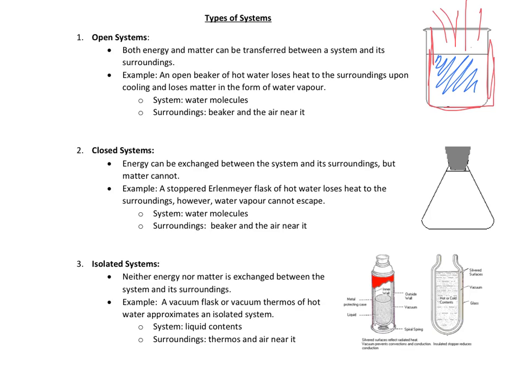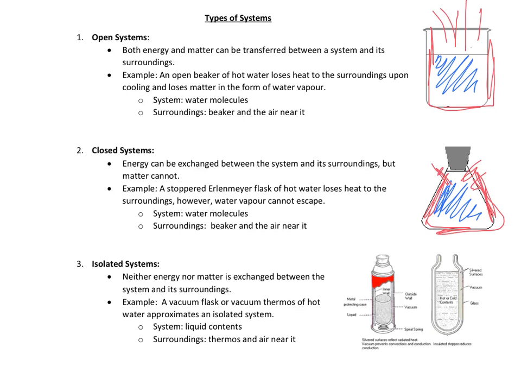The second type of system is a closed system. In a closed system, energy can be exchanged between the system and its surroundings, but matter cannot. An example of a closed system would be a stoppered Erlenmeyer flask of hot water. The stoppered flask of hot water can lose heat to its surroundings through the walls of the Erlenmeyer flask, but the water vapor cannot escape since it's stoppered. Again, in this example, the system that we're studying would be the water molecules inside of the Erlenmeyer flask. The surroundings will still be the walls of the Erlenmeyer flask, as well as any air that's inside of the flask.